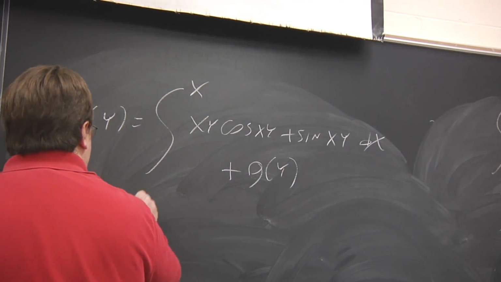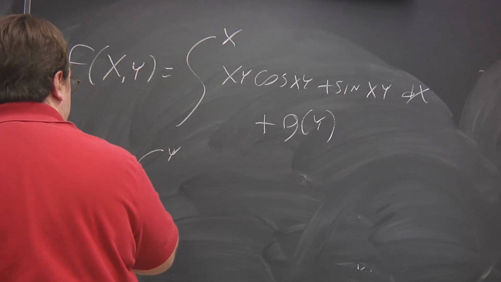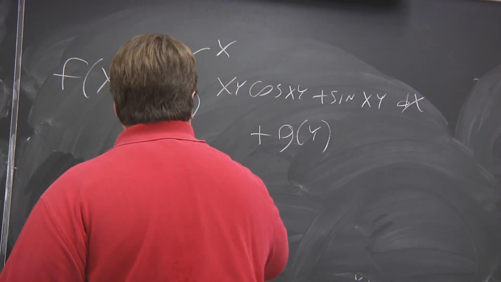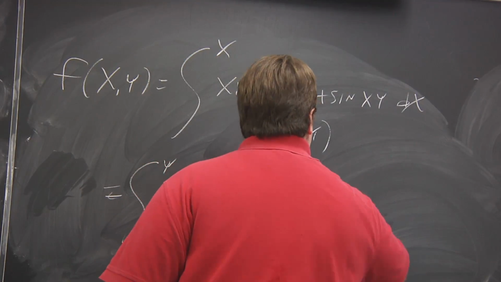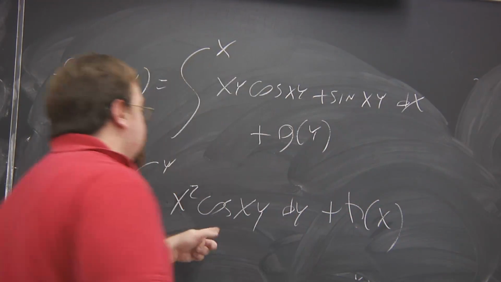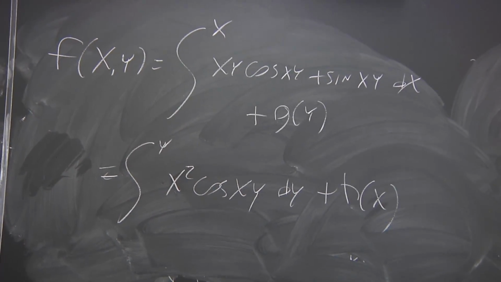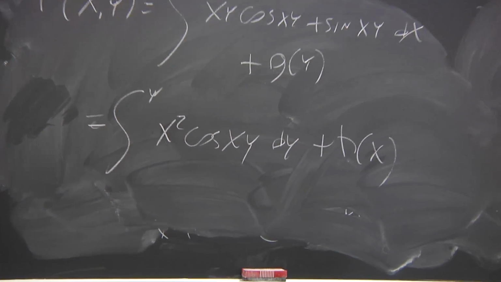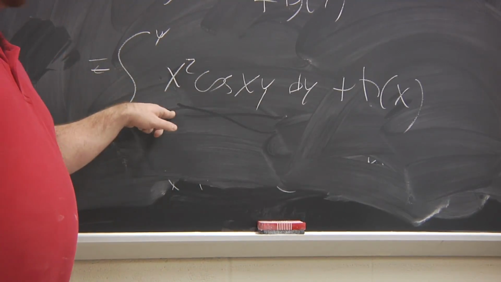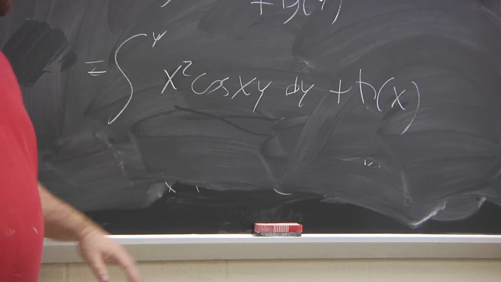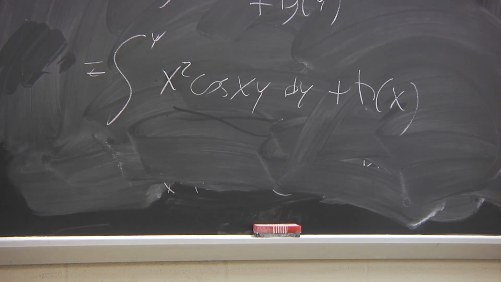Instead, we can do this. And this is why I picked this problem. Antiderivative with respect to y of the other component, x squared cosine xy, dy, plus some function of x. And this is a whole lot more palatable. How would you go about antidifferentiating this with respect to y, treating x as a constant? What would that turn out to be? Because there's only one y dependence there to keep track of.